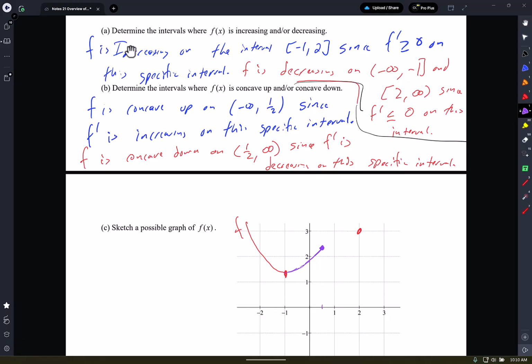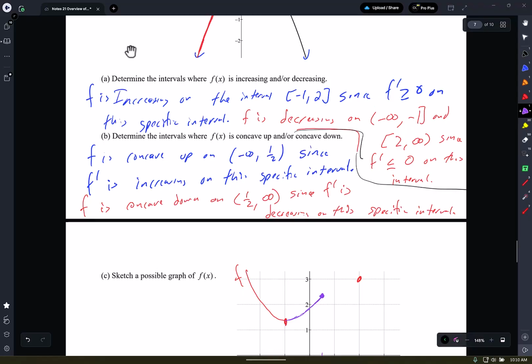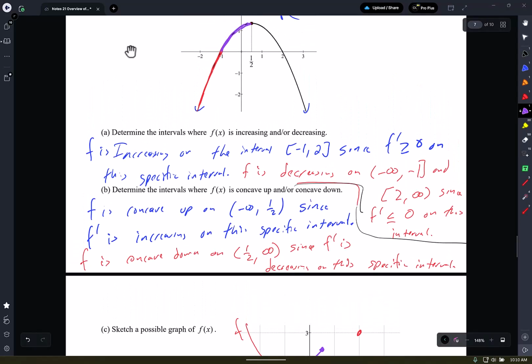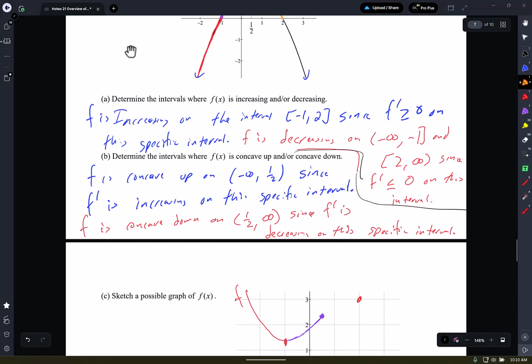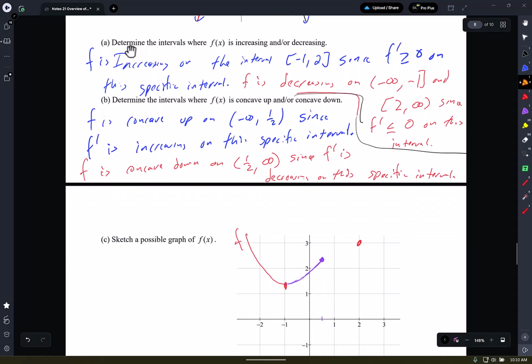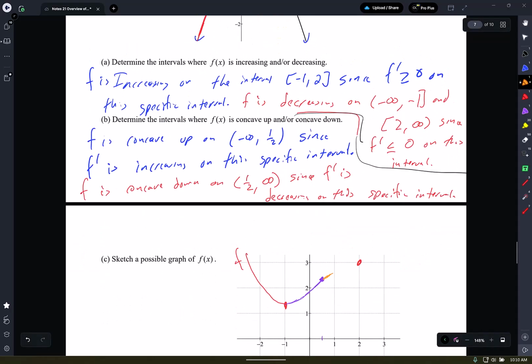Are we still okay? See, increasing, concave up. Now let me change colors. What color do you want me to use next? Orange. Now I'm doing this part in orange. What is f doing? Increasing or decreasing? Still increasing, but what's the concavity now? Down. So increasing, concave down until you hit 2.